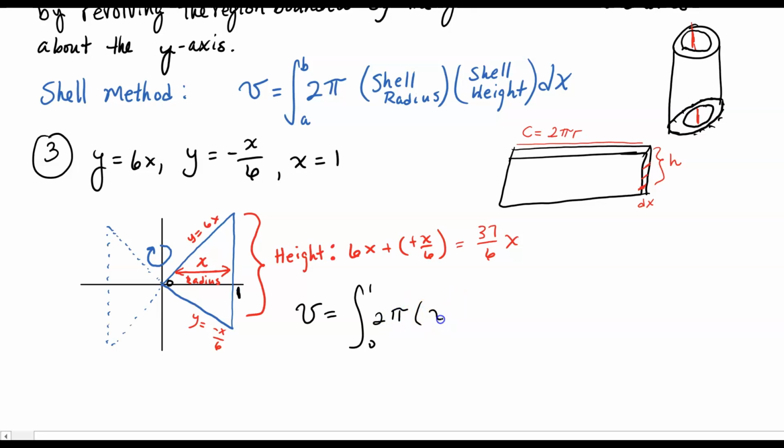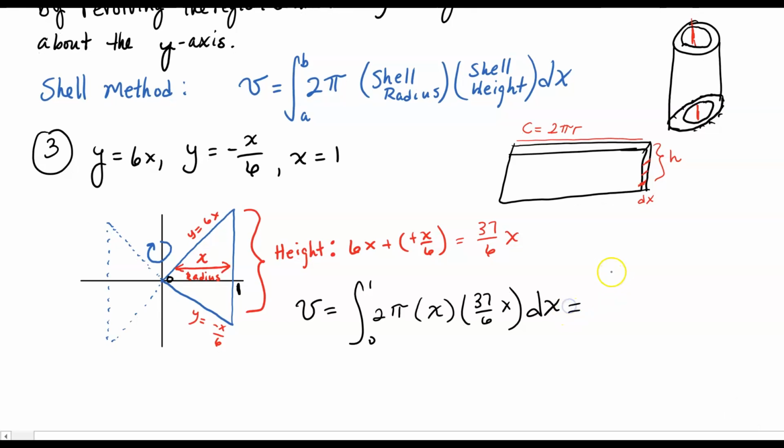Again, we said the radius was going to be represented by x units because we're x units away in this case from the origin. That's our variable in play. And then, of course, the height represented by 37 over 6x, and then our thickness dx. Okay, so we've got that. We've got not much left to worry about here because it's just a little bit of algebra.